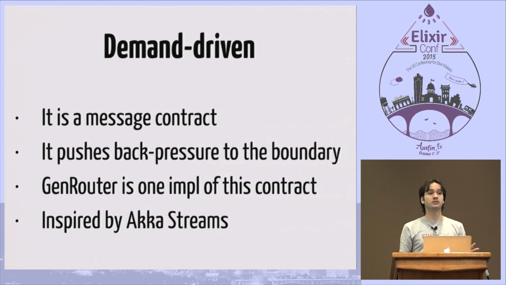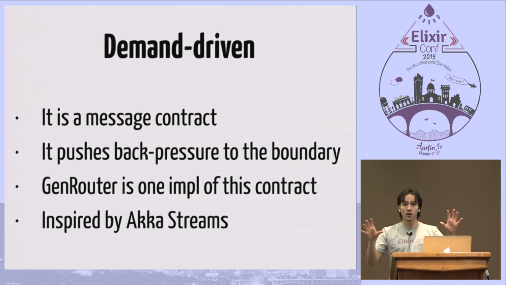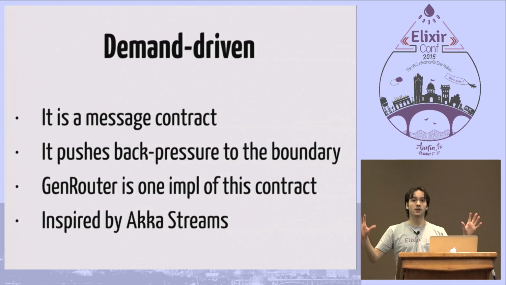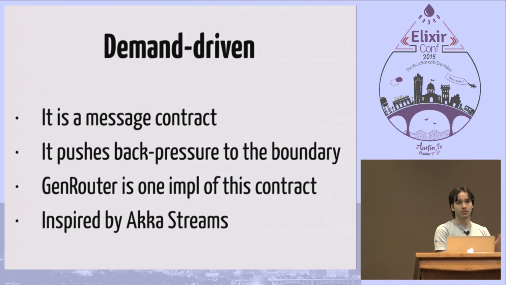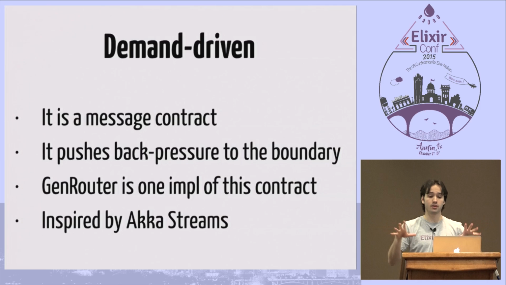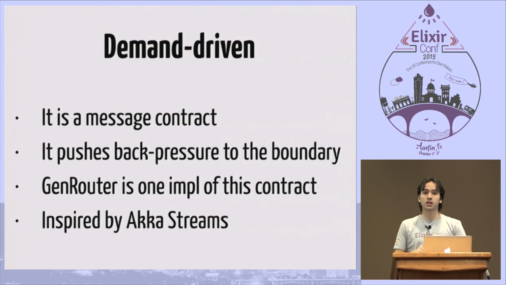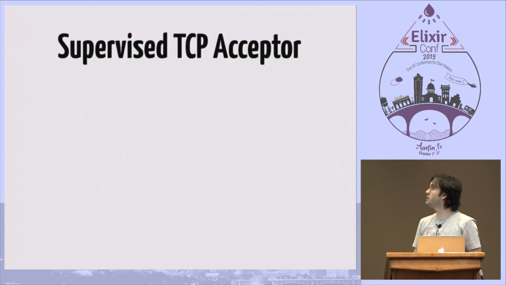So that's it, right? We have GenRouters, and we can build those topologies now. And we know that it's going to be demand-driven, which means we can signal the back pressure to the boundaries of this whole topology. And we showed a couple examples of what we can build with GenRouters. Like, hey, we can replace GenEvent. I can do a kind of job balancing thing. But here's another cool example based on the demand-driven aspect.